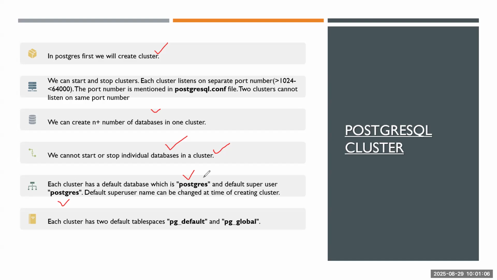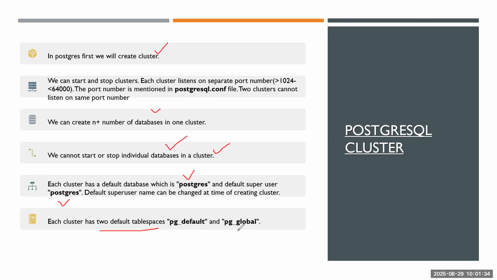When you form any cluster, along with that you will get 2 tablespaces. This is something unique for SQL background people. There is a concept called tablespace, which Oracle people can understand. By default you get two tablespaces: one is pg_default and one is pg_global.